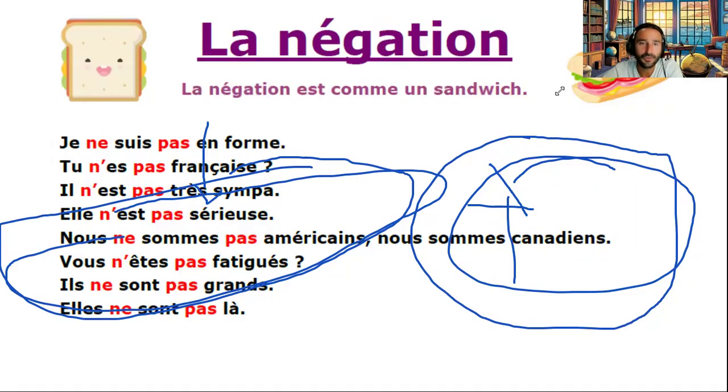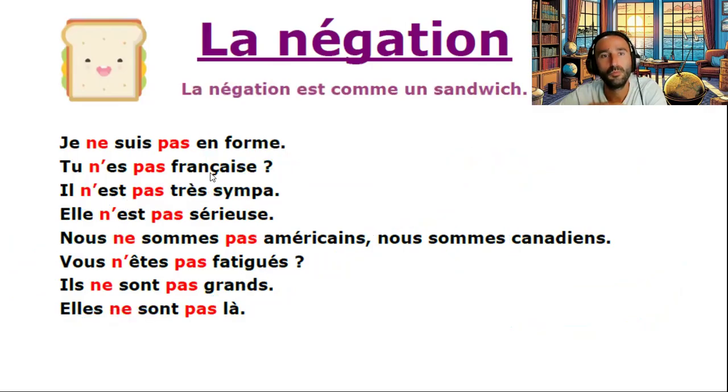Alors, let's review the sentences of your book. Look at this. Je ne suis pas en forme. Tu n'es pas française? Il n'est pas très sympa. Elle n'est pas sérieuse. Nous ne sommes pas américains, nous sommes canadiens. Vous n'êtes pas fatigué? Ils ne sont pas grands. Elles ne sont pas là. So did you notice that for every sentence we did the sandwich with ne and pas before and after the verb.